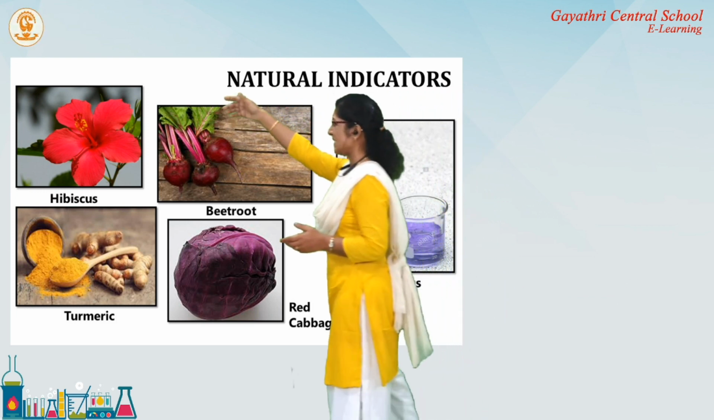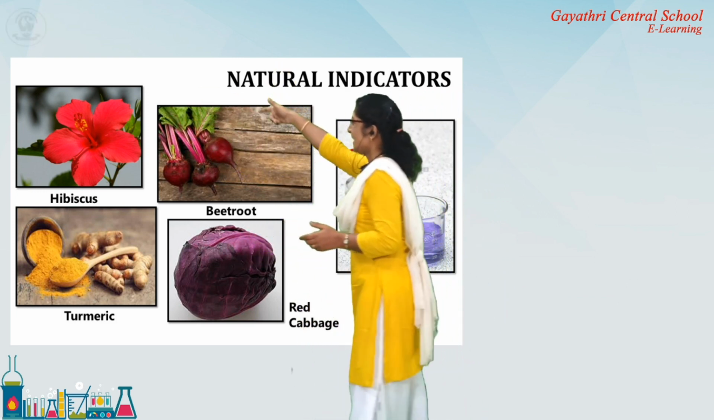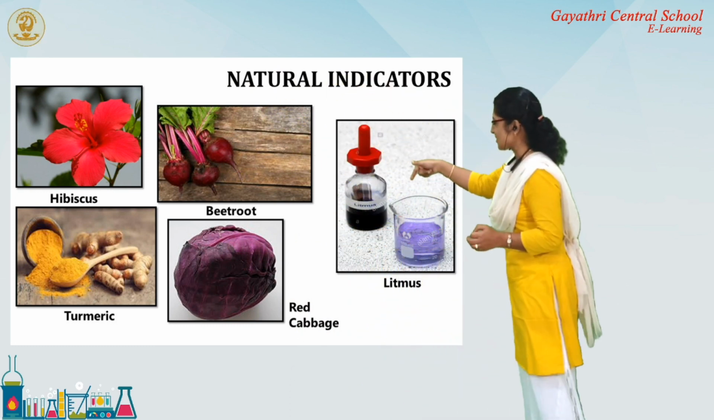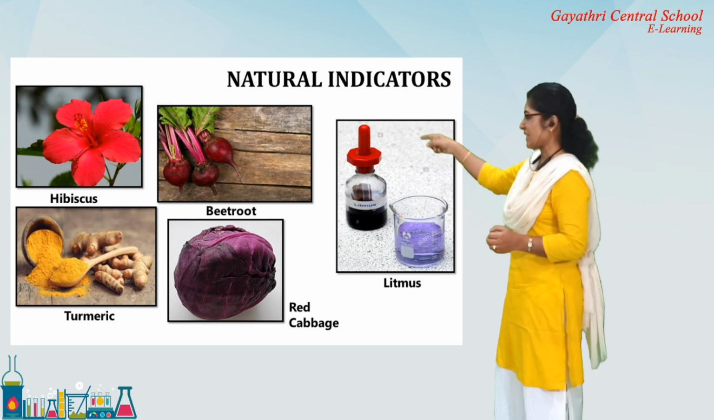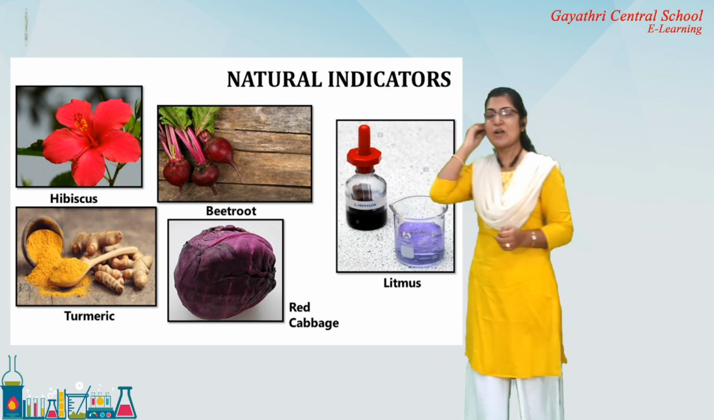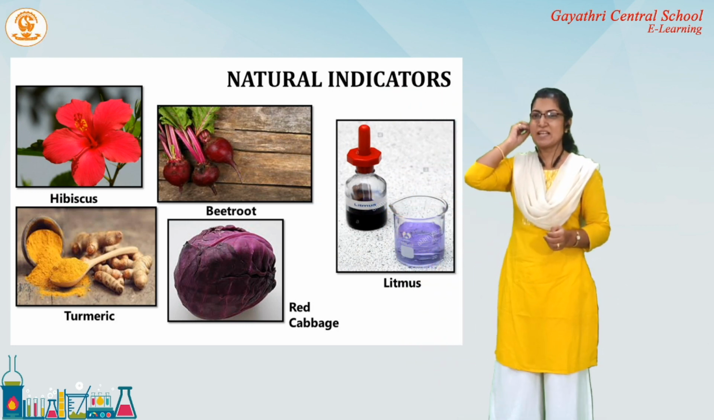Examples for that: you can see hibiscus flower is there. Then beetroot is there. Then litmus. Litmus is also a natural indicator. Then you have got red cabbage. Then there is turmeric. So these all are examples of natural indicators, isn't it?